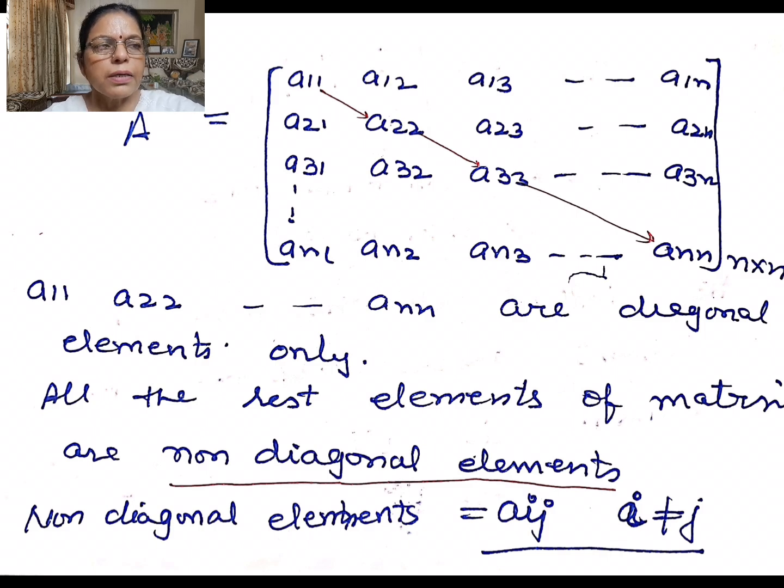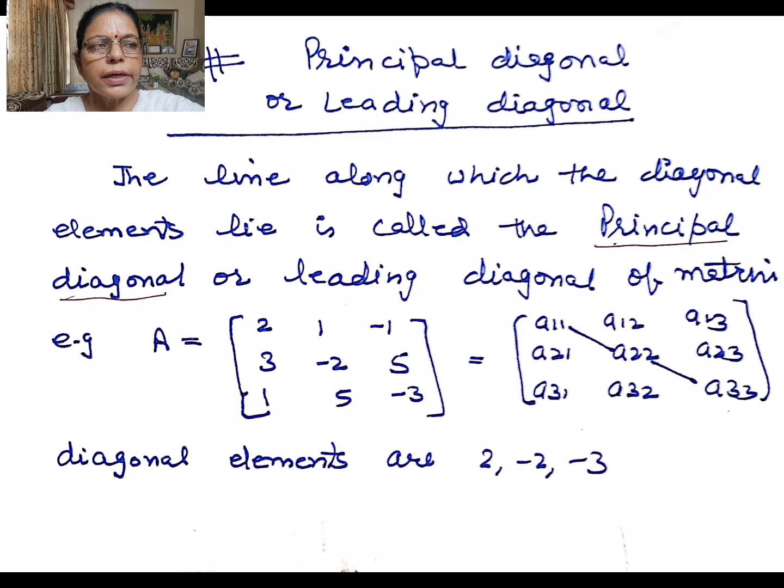नेक्स्ट है हमारे पास प्रिंसिपल डायगोनल और लीडिंग डायगोनल. Now the line along which all diagonal elements lie, that is called principal diagonal or leading diagonal of the matrix.